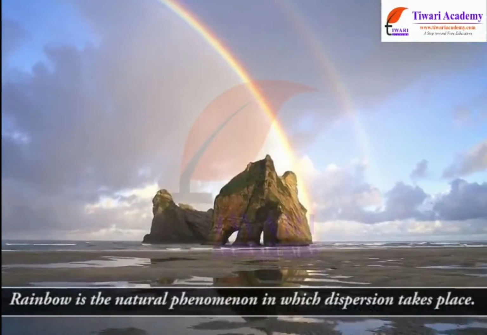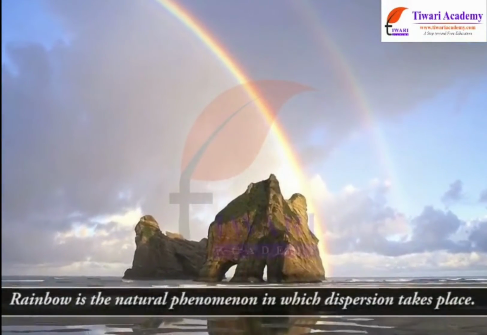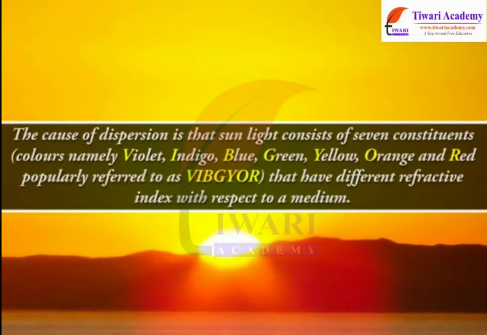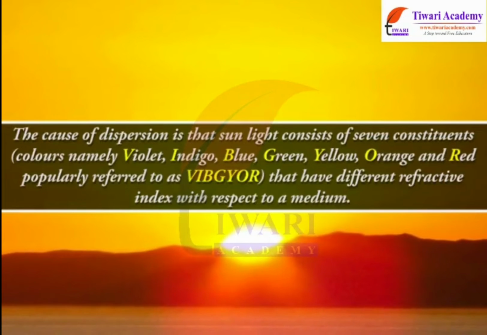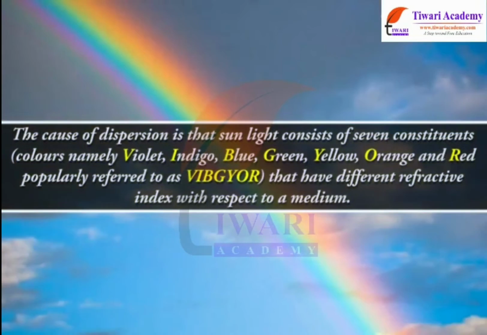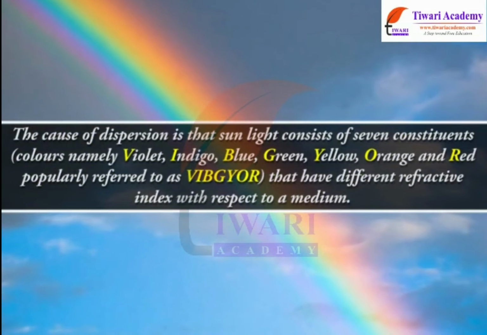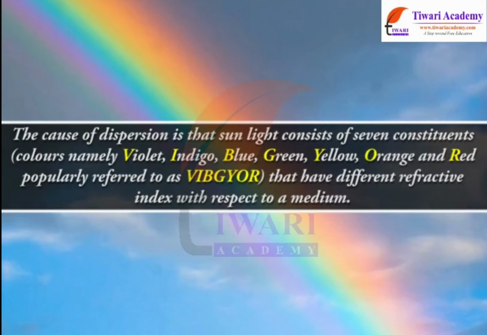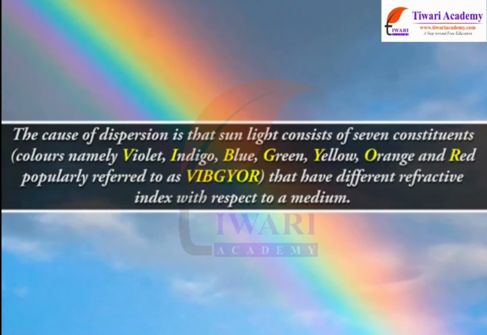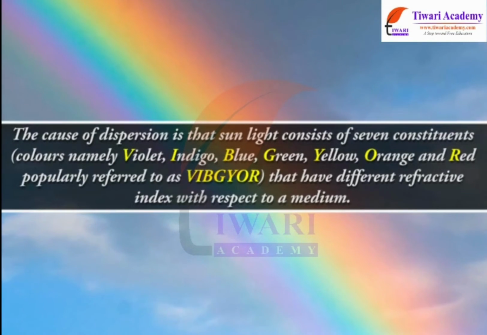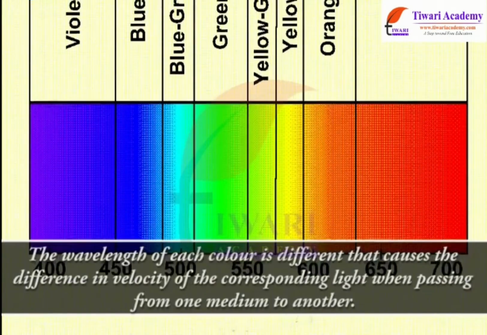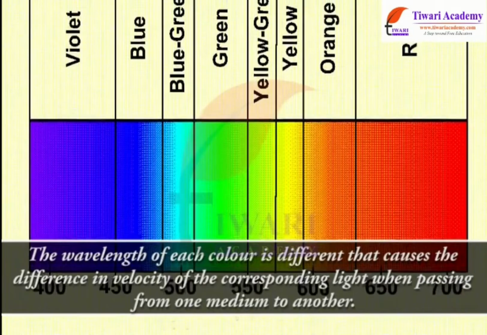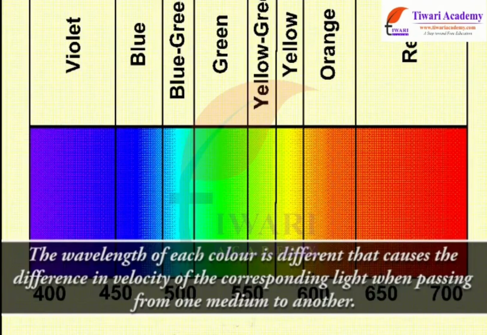Rainbow is the natural phenomenon in which dispersion takes place. The cause of dispersion is that sunlight consists of 7 constituent colors, namely violet, indigo, blue, green, yellow, orange and red, popularly referred to as VIBGYOR, that have different refractive indices with respect to a medium. The wavelength of each color is different, which causes a difference in velocity of the corresponding light when passing from one medium to another.